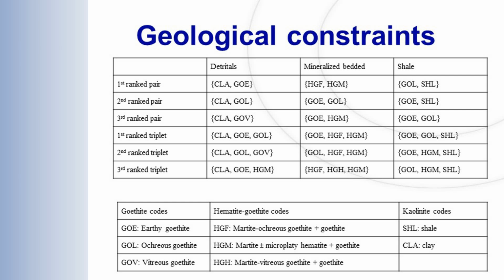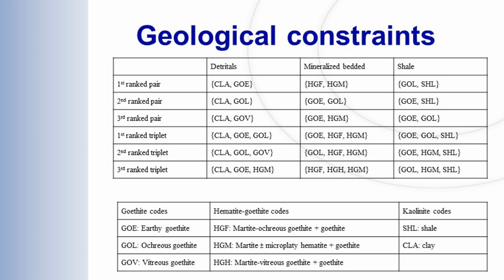Firstly, going through the detritus types, we can see that the top ranked pair was the clay type and GOE, so that's an earthy medium hardness goethite. Second ranked pair was clay and GOL, which is the ochreous goethite, and we have GOV, which is a vitreous goethite, logged with clay, third most commonly in detritus.